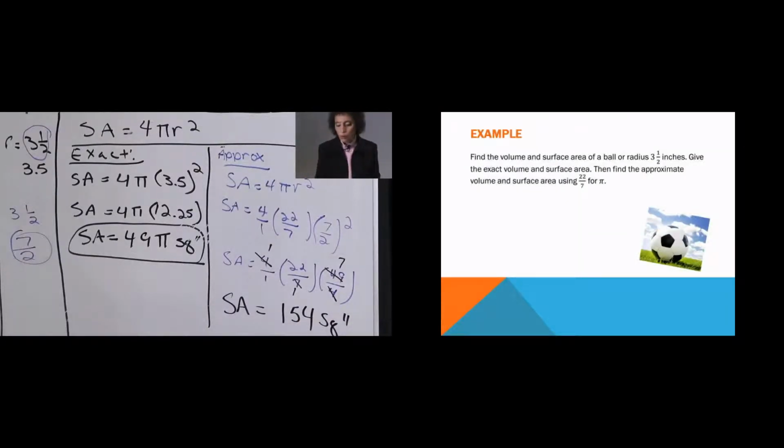So that takes care of the soccer ball problem. All right, I think we have one more problem. Let's look at it together. Give an exact and approximate answer for the volume of a cone that has a height of 14 centimeters and a radius of 3 centimeters.